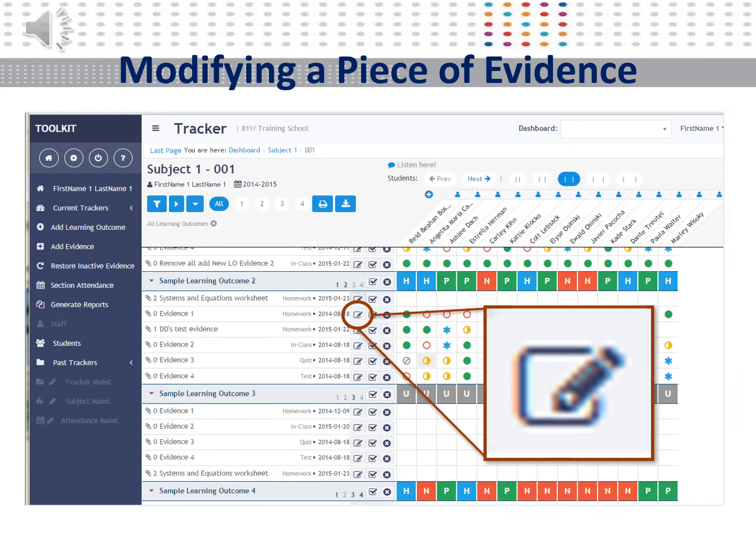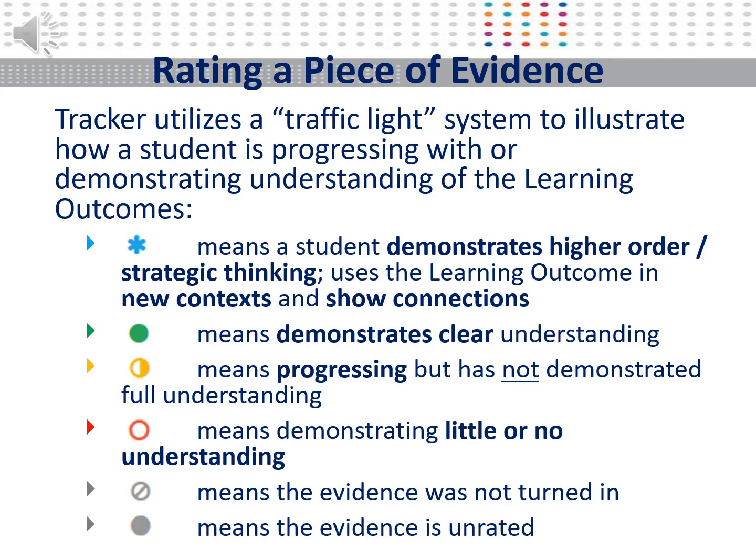Modifying a piece of evidence. After evidence is added, it will show under the appropriate learning outcome or outcomes. If for some reason you need to change some of the information, click the Edit button that corresponds with the name of the evidence. This will open a form similar to the Add Evidence form where all information can be modified. Rating a piece of evidence.